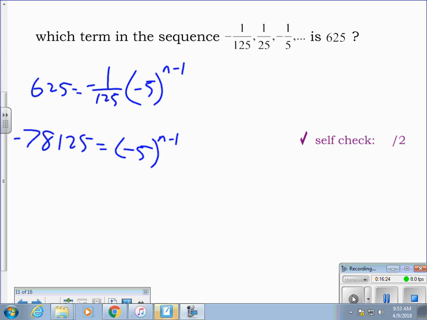So I want to figure out what power of negative 5 gives me 78125. Well, 625 is like to the 4th power, and it will be an odd power because it comes up negative. So I'm going to try the 9th, negative 5 to the 9th. Nope, that's way too big. So 5 to the 7th. And that's what it is.